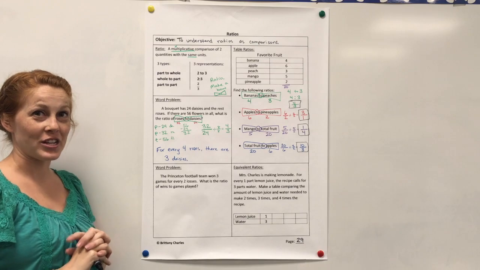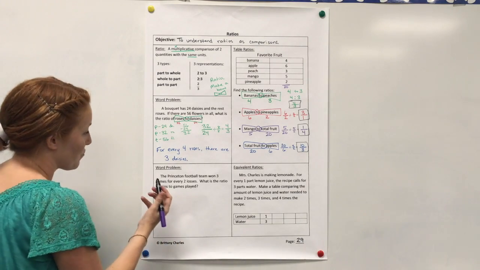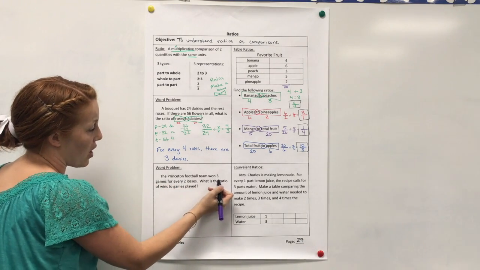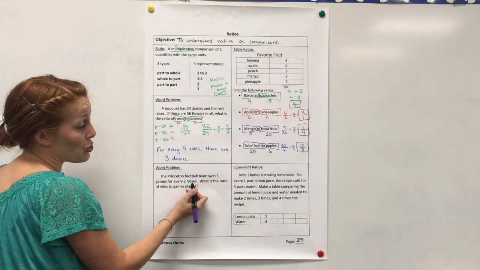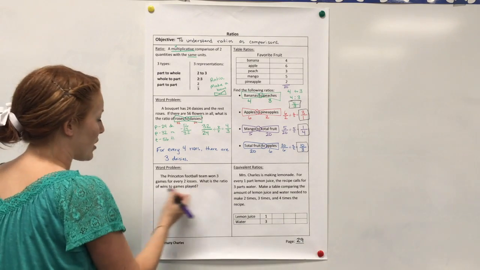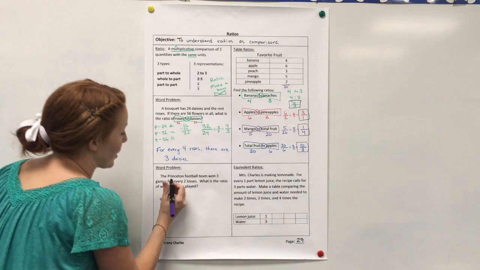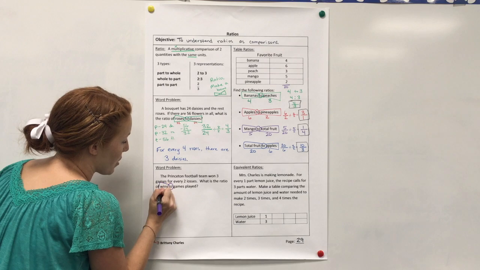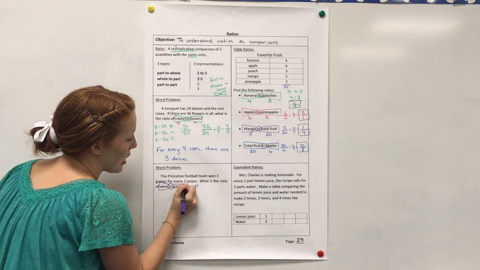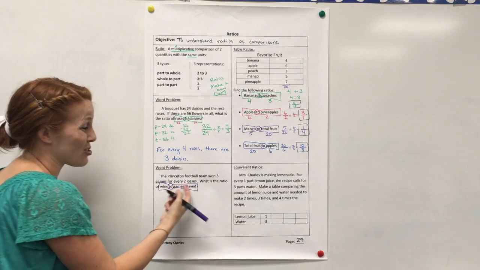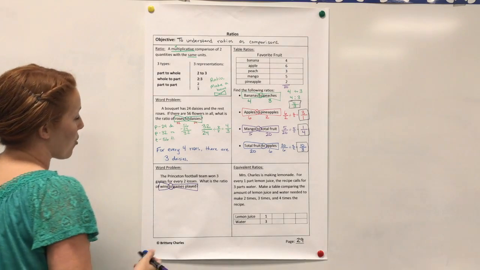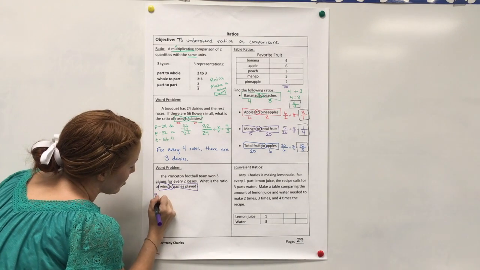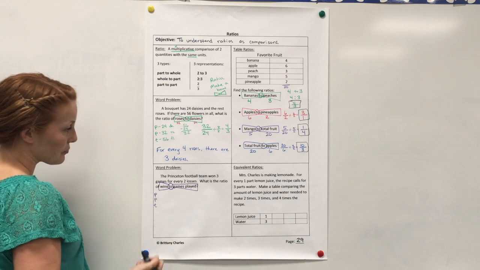Okay, now that you've had a chance to try it, let's look. The Princeton football team won 3 games for every 2 losses. What is the ratio of wins to games played? So ratio, make a bow. There's the word to, and it's comparing wins and games played. In other words, the total games. So I'm going to do part total, part total.